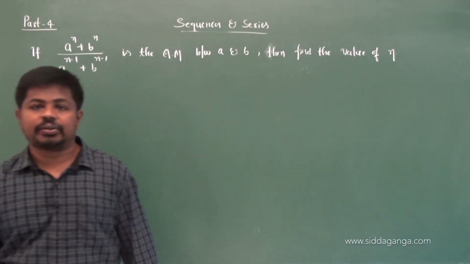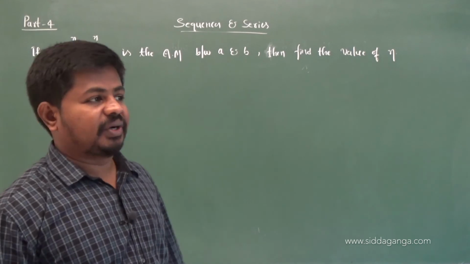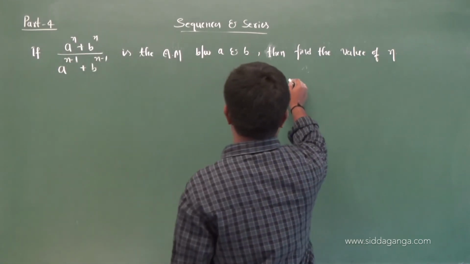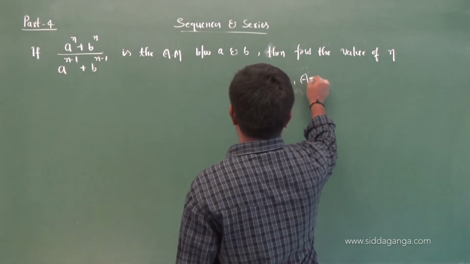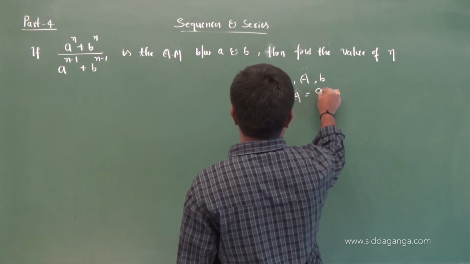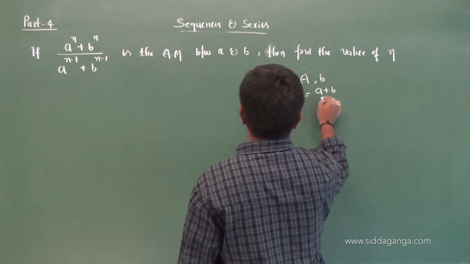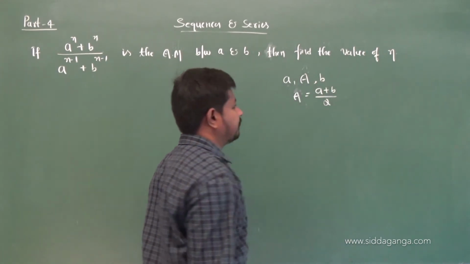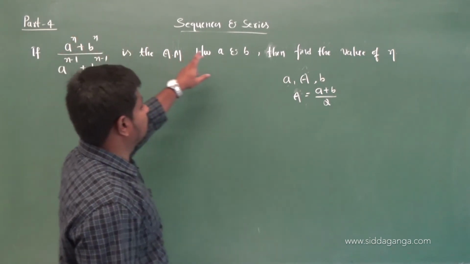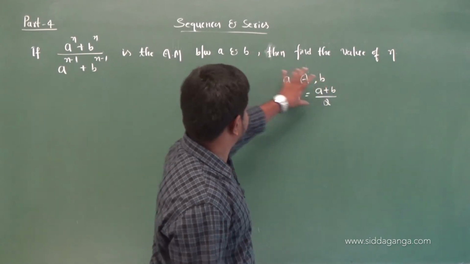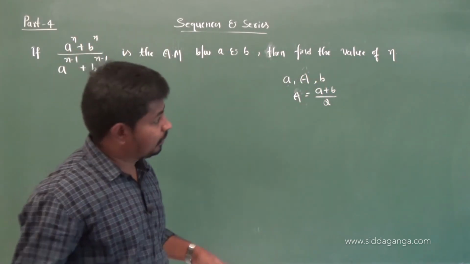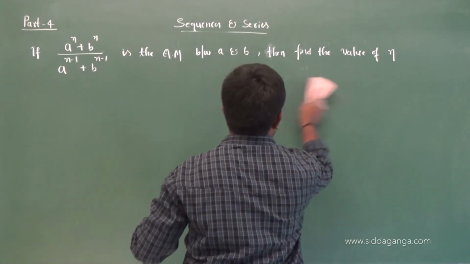Students, you are familiar with arithmetic mean, we have just discussed. For any three numbers a, A, b, if they are in AP, then capital A becomes the arithmetic mean of the remaining two numbers, that is given by a plus b by 2. So this is the arithmetic mean of two numbers a and b. This is equal to this one, a plus b by 2. On equating these two, you get the value of n. That's it.